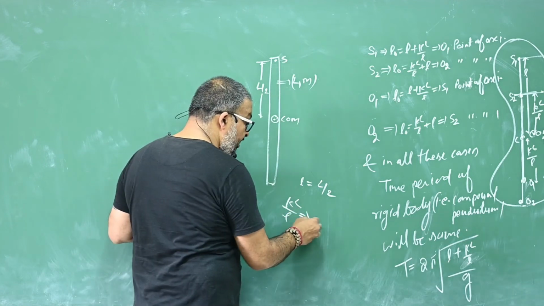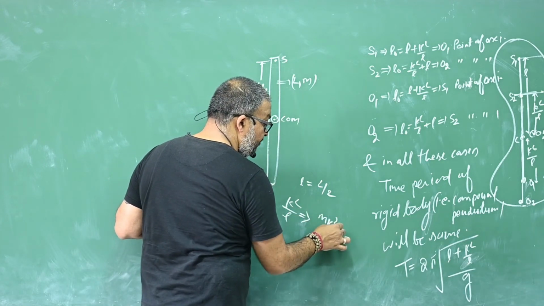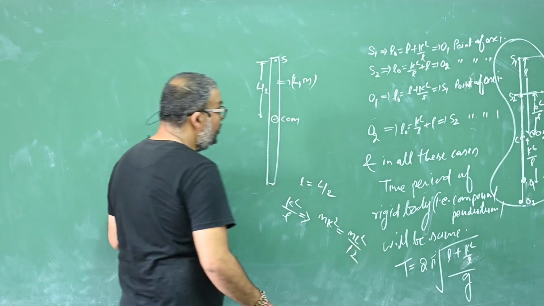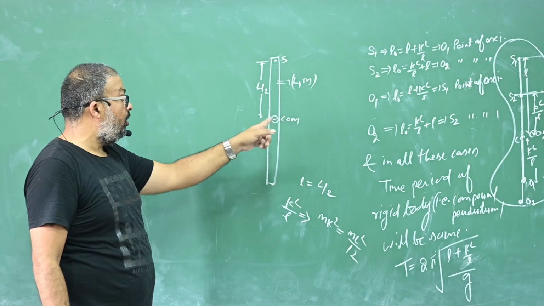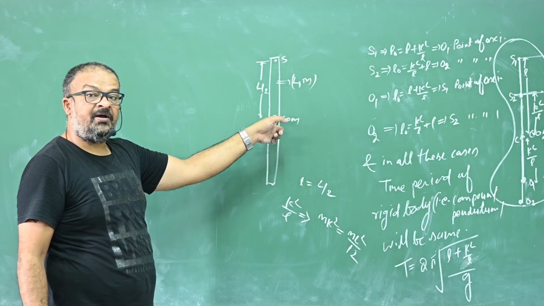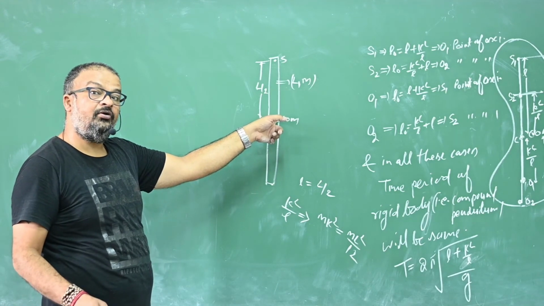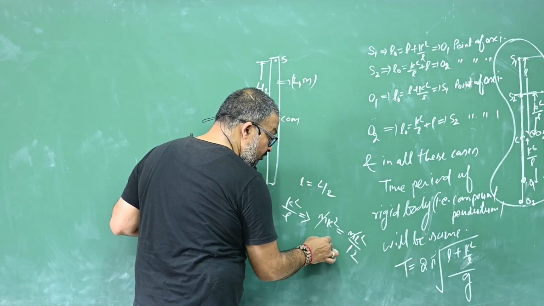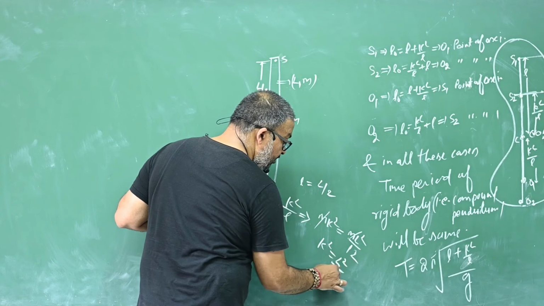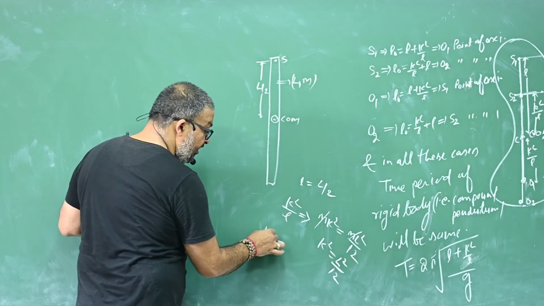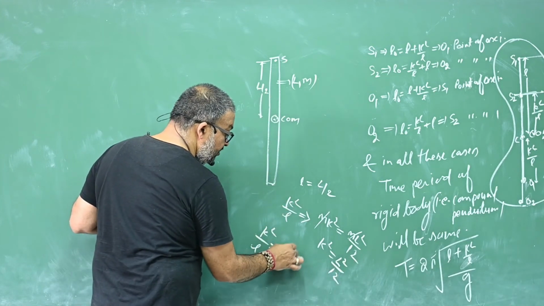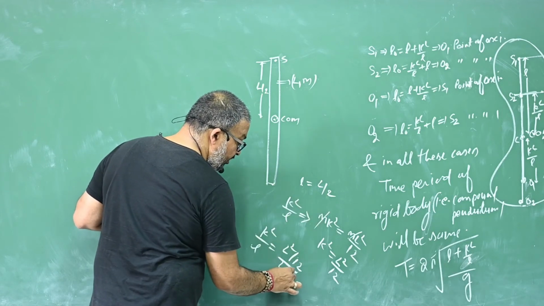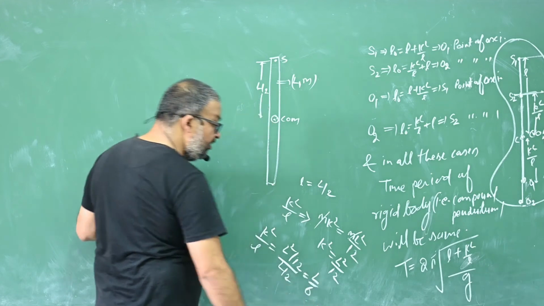So for that, what will you write? You'll say M K square equals M L square by 12, the moment of inertia of this rod about an axis passing through the center of mass and perpendicular to its length. That is M L square by 12. M and M cancel, so K square equals L square by 12. So K square by small l means L square by 12 upon small l. Small l is L by 2, so it will be L by 6.